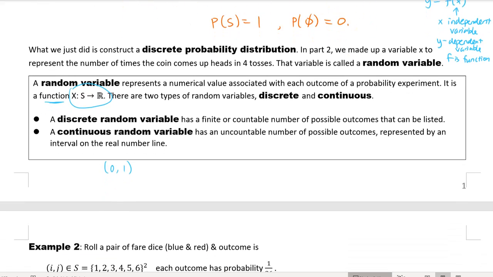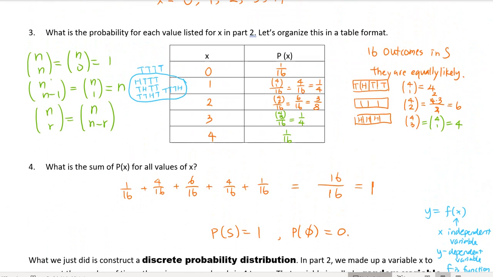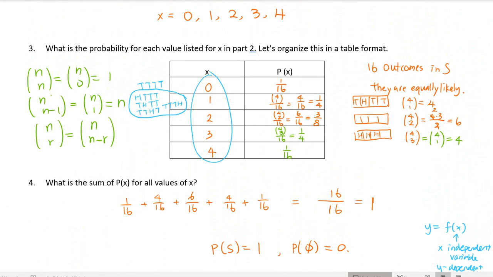All right. So our previous example, you can see because the x maps the sample space into these 5 numbers, 0, 1, 2, 3, 4. So that's why this is finite number. So in this case, x is a discrete random variable. Okay.